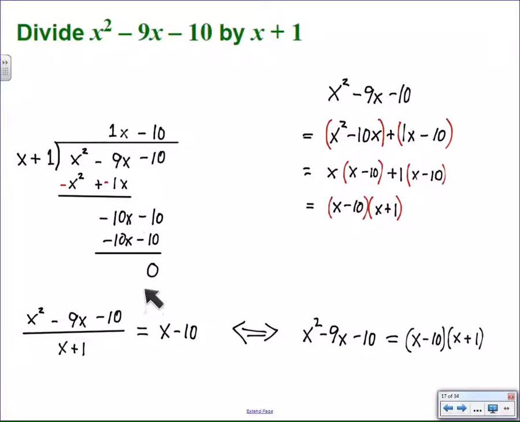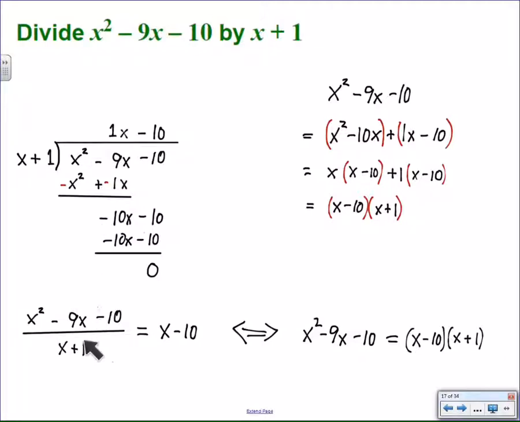In the process of long division, we learn if we have a remainder of 0, just like with regular numbers, we have factors. So basically, in this case, x plus 1 divides evenly into x squared minus 9x minus 10, and that's x minus 10 times. Just a quick review over here, you can see instead of using the division algorithm, I could achieve the same result by using quadratic factoring skills that I may have learned in previous classes.